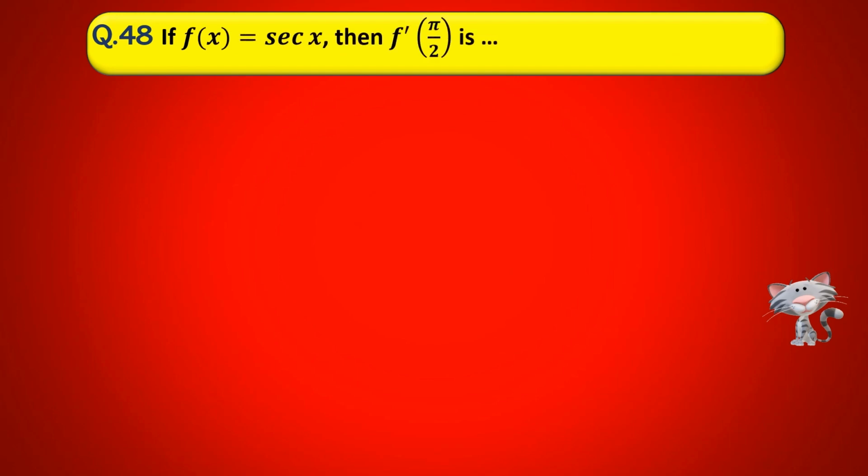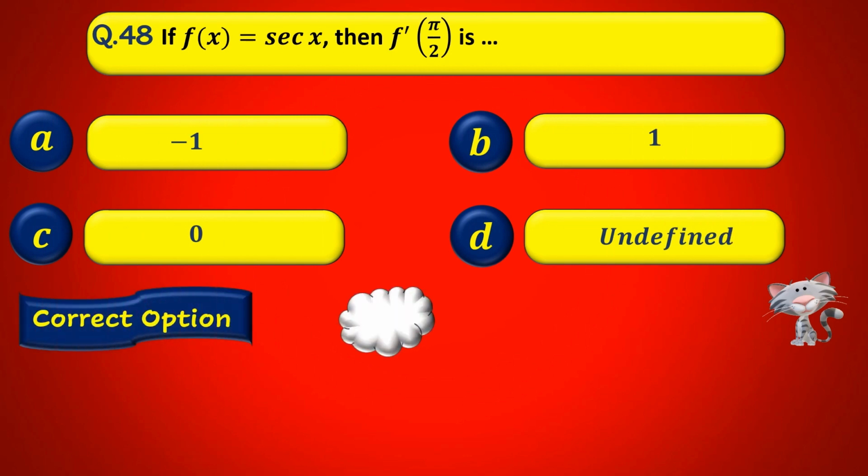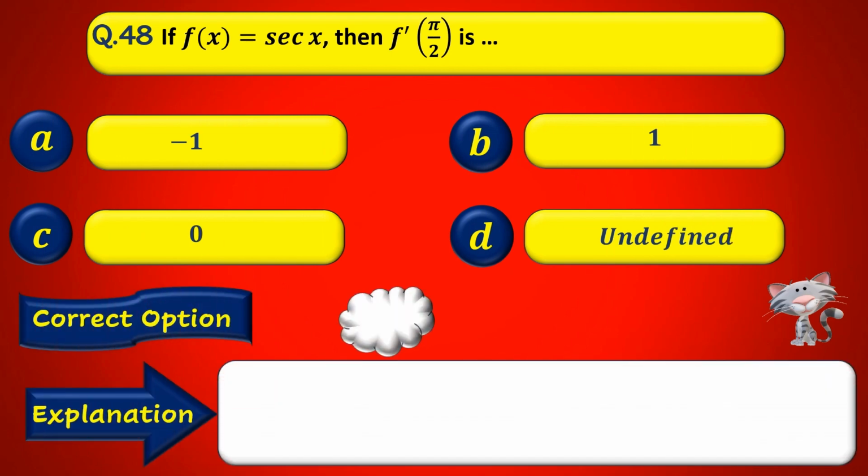Question number 48. If f of x is equal to secant x, then f dash pi by 2 is. And the options are, let's see which one is the correct option. Here f of x is equal to secant x and its derivative is secant x tangent x. Now we replace x by pi by 2 and get secant pi by 2 into tangent pi by 2. Now the values of secant pi by 2 and tangent pi by 2 are undefined. Therefore, the correct option is option D.